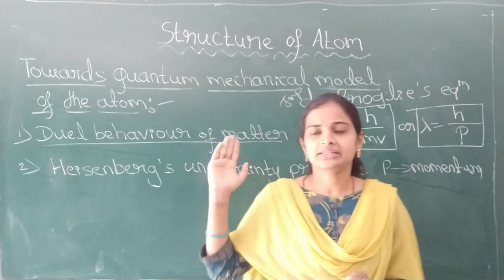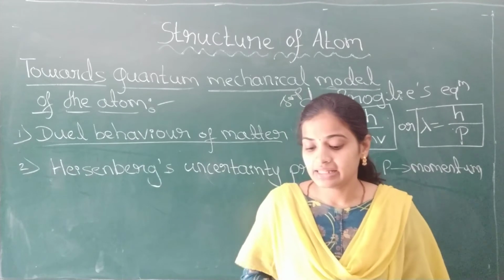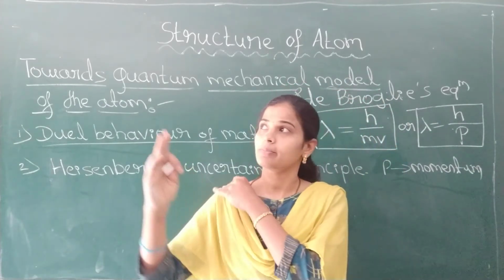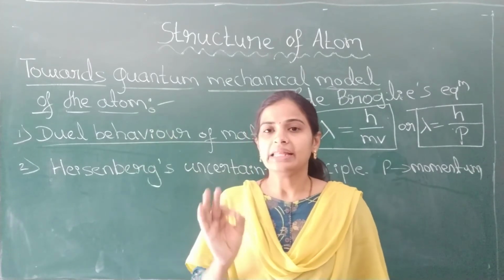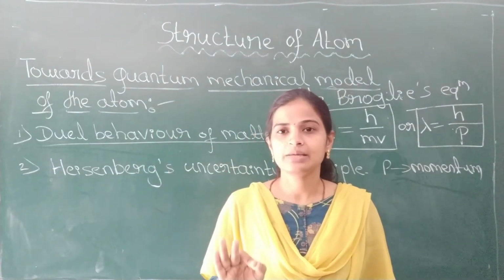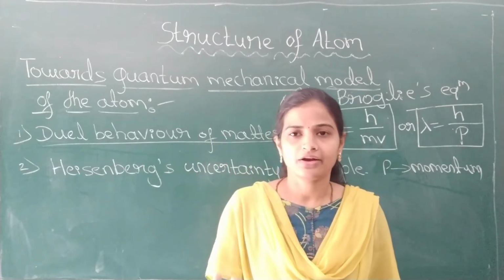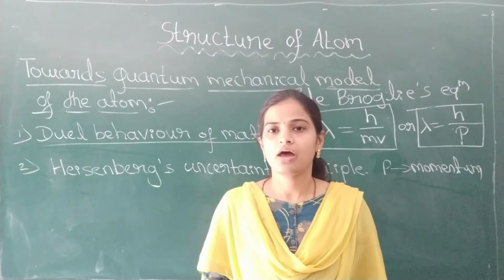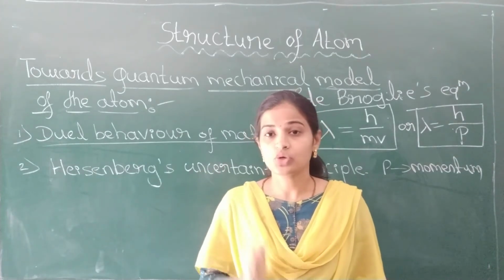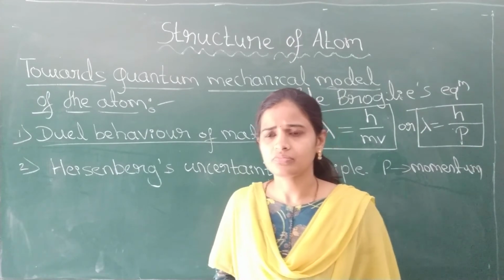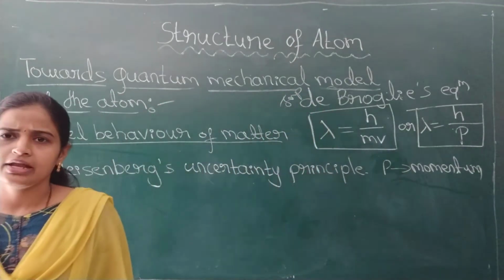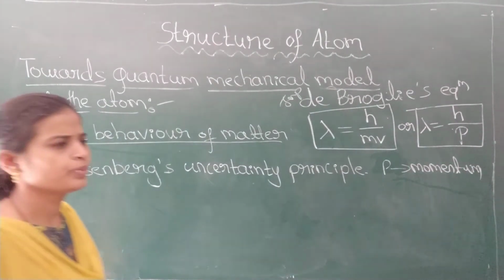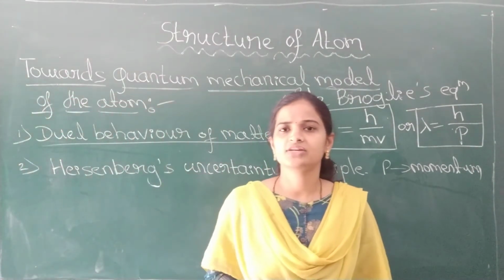This concept is applicable in the electron microscope. The normal microscope works on the principle of visible light, but the electron microscope works on the principle of the wave nature of electrons. Please keep it in mind. Electron microscope works on the principle of wave nature of electron. The electron microscope is very efficient and very useful in modern research.